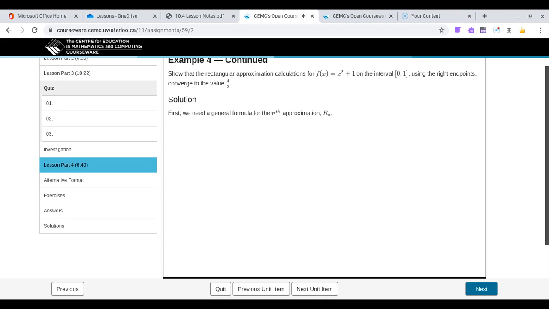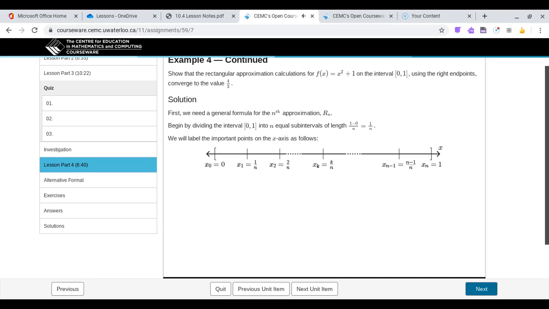First, seems like we're going to need a general formula for our nth approximation Rn. So really we want this approximation written down as a function of n. So let's start our process. We start by dividing the interval 0, 1 into n equal subintervals. The length of our interval is 1, so each subinterval has length 1/n.